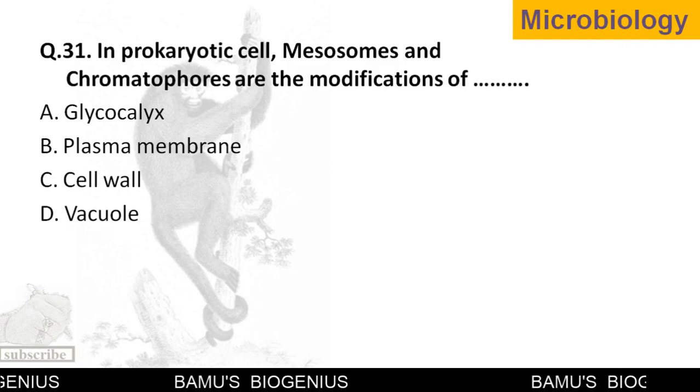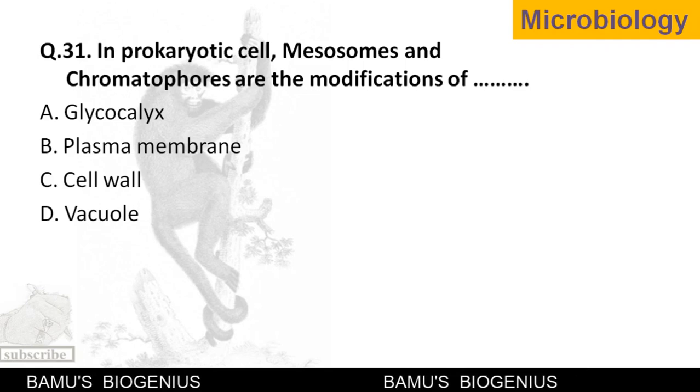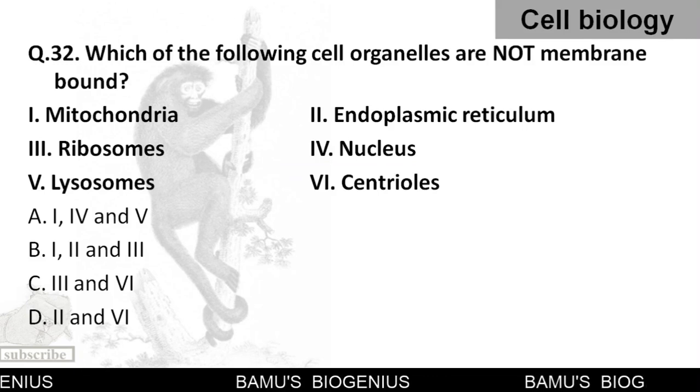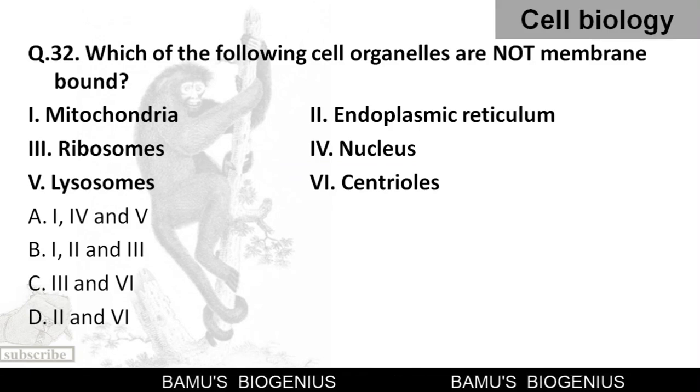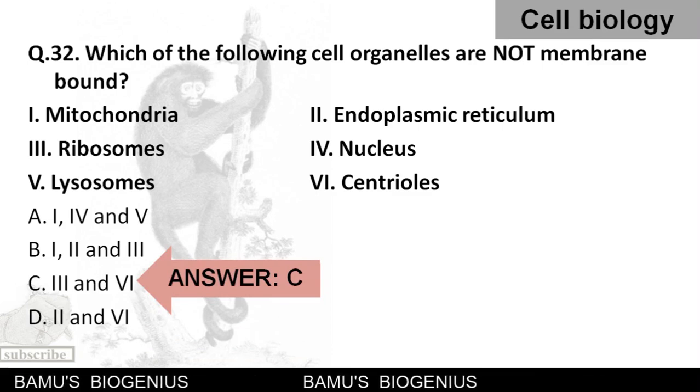Then question number 31. In prokaryotic cell, mesosomes and chromatophores are the modifications of A, glycocalyx, B, plasma membrane, C, cell wall and D, vacuole. The answer is B, plasma membrane. Then question number 32. Which of the following cell organelles are not membrane bound? Mitochondria, endoplasmic reticulum, ribosomes, nucleus, lysosomes, and centrioles. So ribosomes and centrioles are not membrane bound. Answer is C.